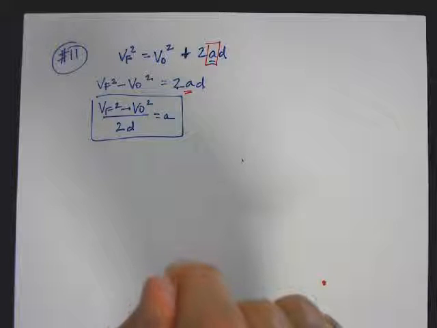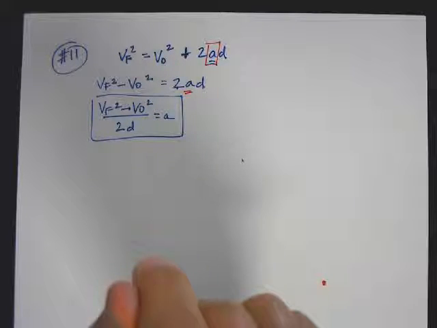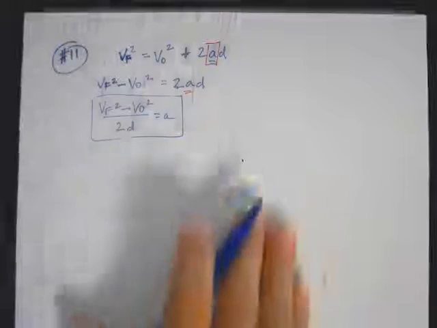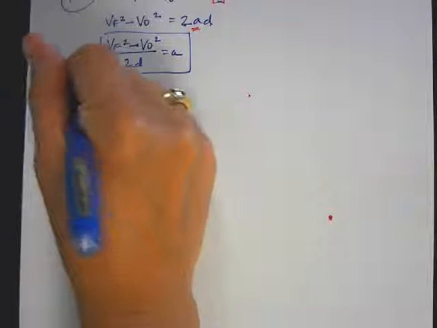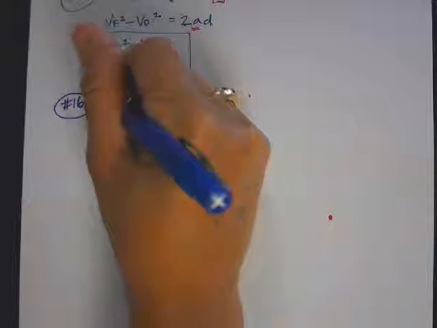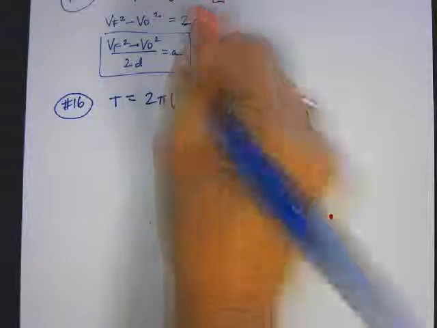Okay, let's do number 16. Number 16 is an actual equation that we use in physics, the equation for the period of a pendulum. The period of a pendulum T is equal to 2 pi times the square root of L over g. L is the length of the pendulum, and g is the acceleration due to gravity.